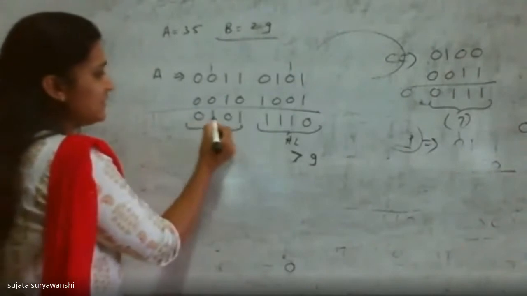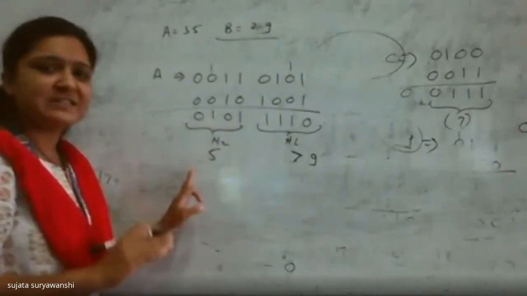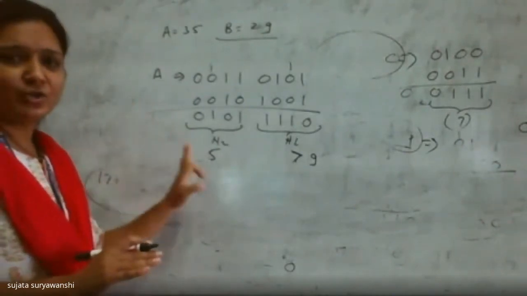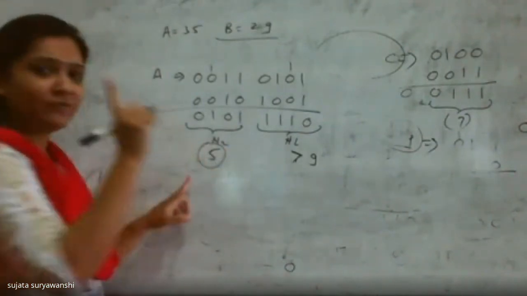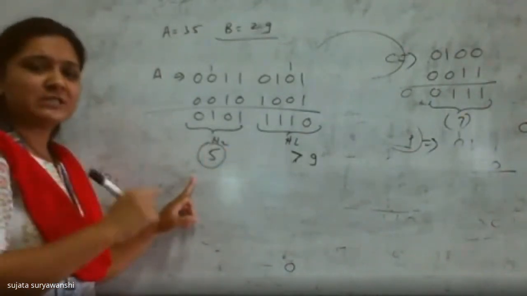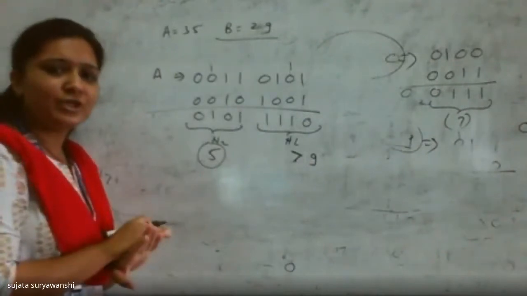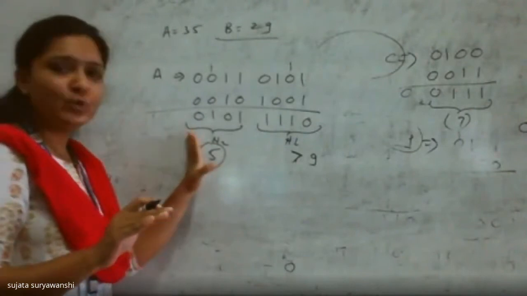What about this? 0101 means 5. 5 means less than 9. And just tell me whether we are getting carry here. No, we are not getting any carry here. So this comes under your first case. Means what? Your sum is less than 9 and your carry is 0. Means no need to add 6 in this nibble. That is the N2 nibble. Okay.